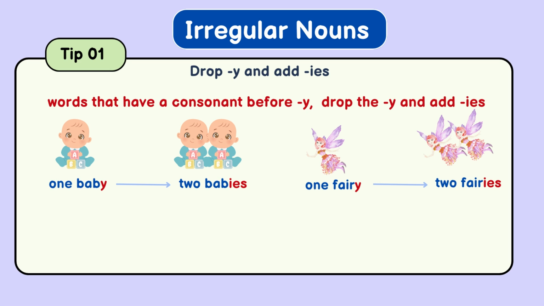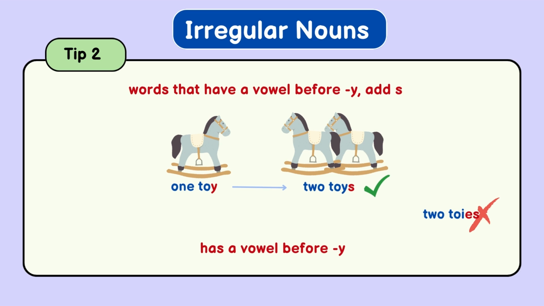If you look at both these words, let's take baby. Before the letter Y, we have a consonant, B. In our second noun, fairy, again, before Y, we have a consonant, the letter R. So the tip is, if a word ends with letter Y and has a consonant before it, drop the Y and add IES.